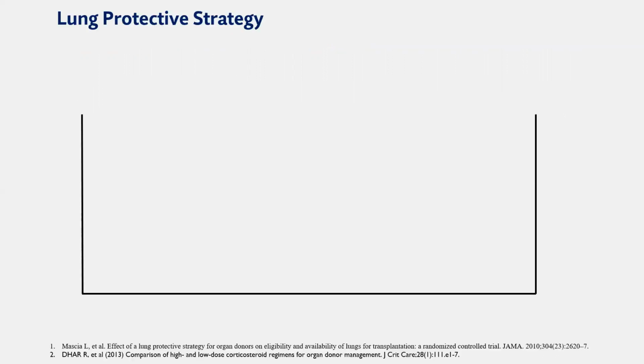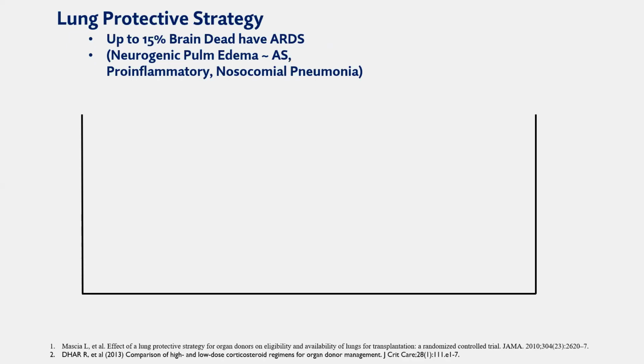So for lung procurement, as well as organ donor maintenance in general, we need to do a lung protective strategy, the same thing that we do for ARDS patients, because up to 15% of brain dead patients have ARDS. Some of them have neurogenic pulmonary edema, which usually is caused by the autonomic storm, also due to upregulation of pro-inflammatory release, and may be due to nosocomial pneumonia.